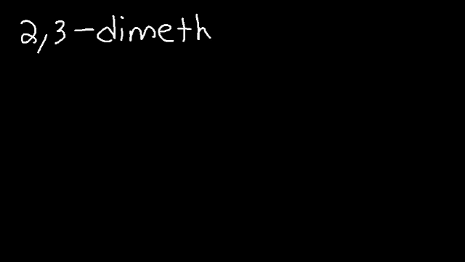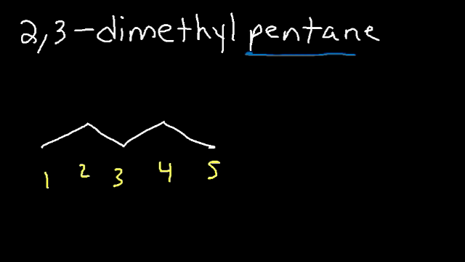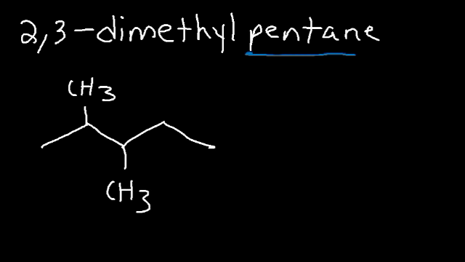So now let's spend some time drawing compounds. How would you draw 2,3-dimethylpentane? Start with the parent name, pentane. Pentane is an alkane with 5 carbons. So this is carbon 1, 2, 3, 4, 5. So on carbon 2, we have a methyl group, and on carbon 3, we have another methyl group, and so that's how you can draw 2,3-dimethylpentane.